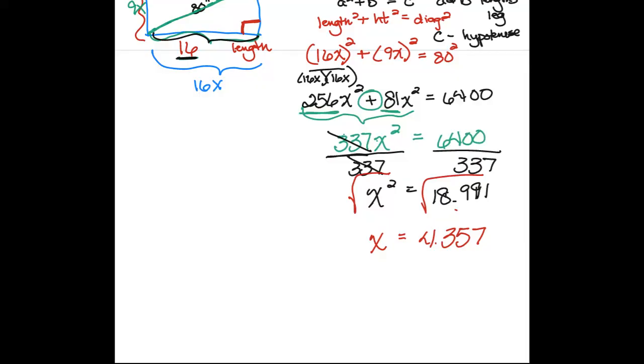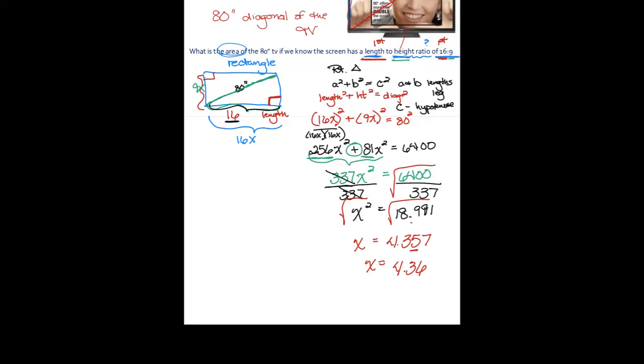Okay, so let's round it to the hundredths place. Well, really, I wanted you to take the square root of that, so you don't have to worry about that. But we do need a value for x. So rounding to the hundredths place, what is my final answer for x? 4.36. So it's not even a whole number amount.